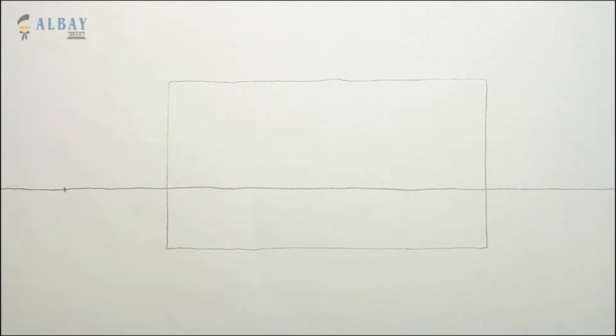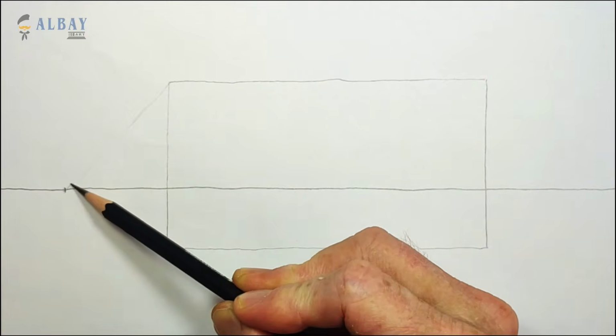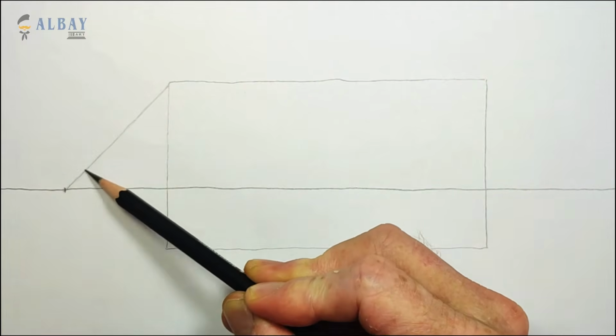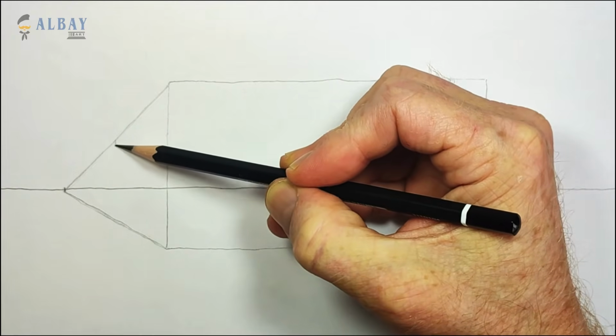Okay, now I'm going to draw the left side of the house. I'm using the vanishing point for this. I draw two lines from the endpoints of the vertical line on the left to the vanishing point. Now I'm going to connect these two lines with a vertical line.